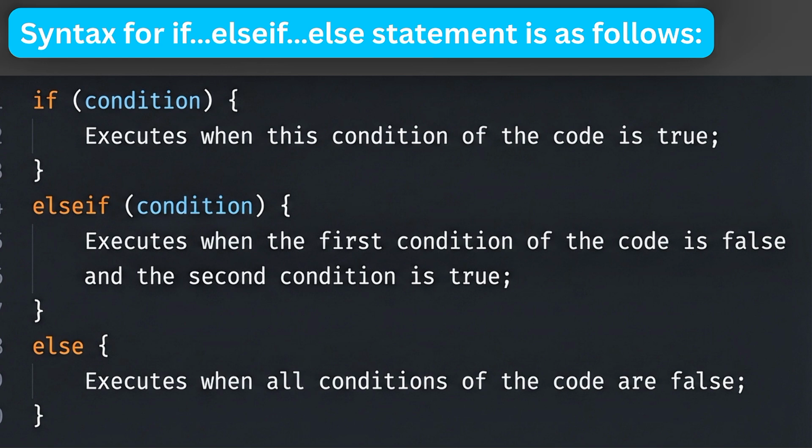The code inside the else block runs only when all previous conditions, both if and any else if statements, have evaluated to false. This ensures that no matter what value we are testing, the program always has a path to follow. This syntax gives us a clean and organized way to handle situations where several outcomes are possible. By checking conditions in sequence, the program can choose the correct block of code to execute, making your logic easier to follow and much more powerful.